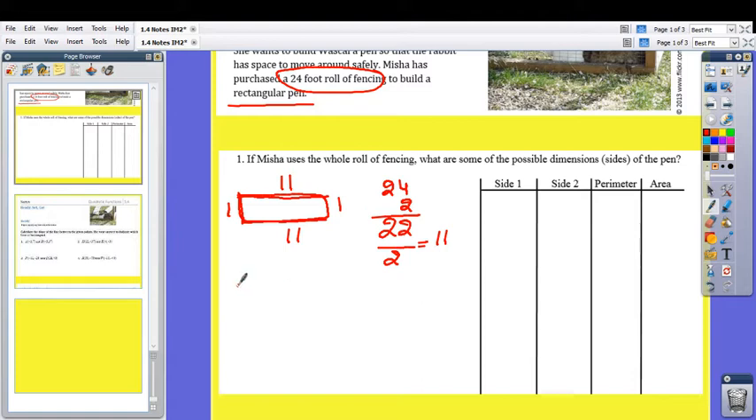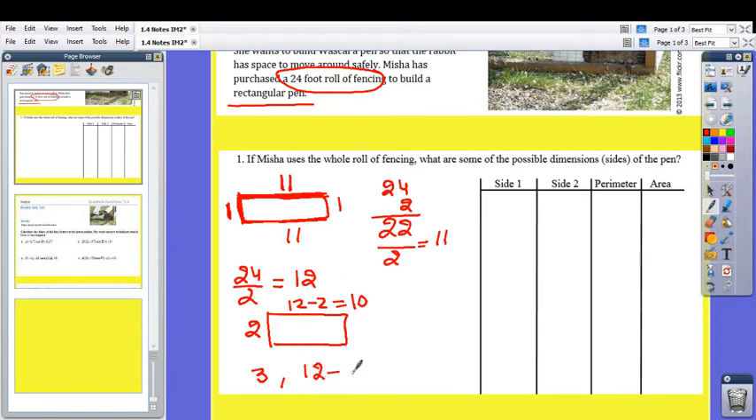Easier way to do this is because these two sides together is basically half of 24. So you can do 24 divided by 2 and you get 12. If one side is 1, then the other side will be 12 take away 1, so it will be 11. When one side is 2, then the other side will be 12 take away 2, so it will be 10. When it's 3, then the other side will be 12 take away 3, so that will be 9. So let's make our table.